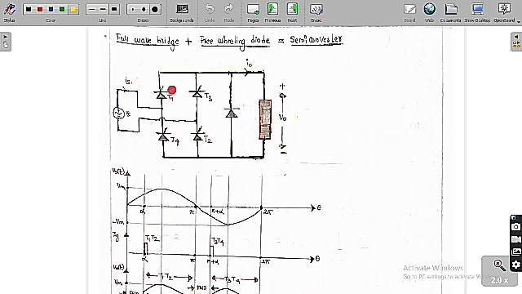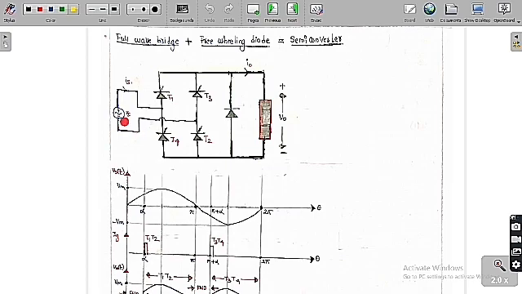Except for this freewheeling diode, the remaining circuit is the same as the full wave bridge rectifier. Now I am going to keep an extra freewheeling diode for this circuit, so the overall circuit is going to behave like a semi-converter. So now we are going to see here.